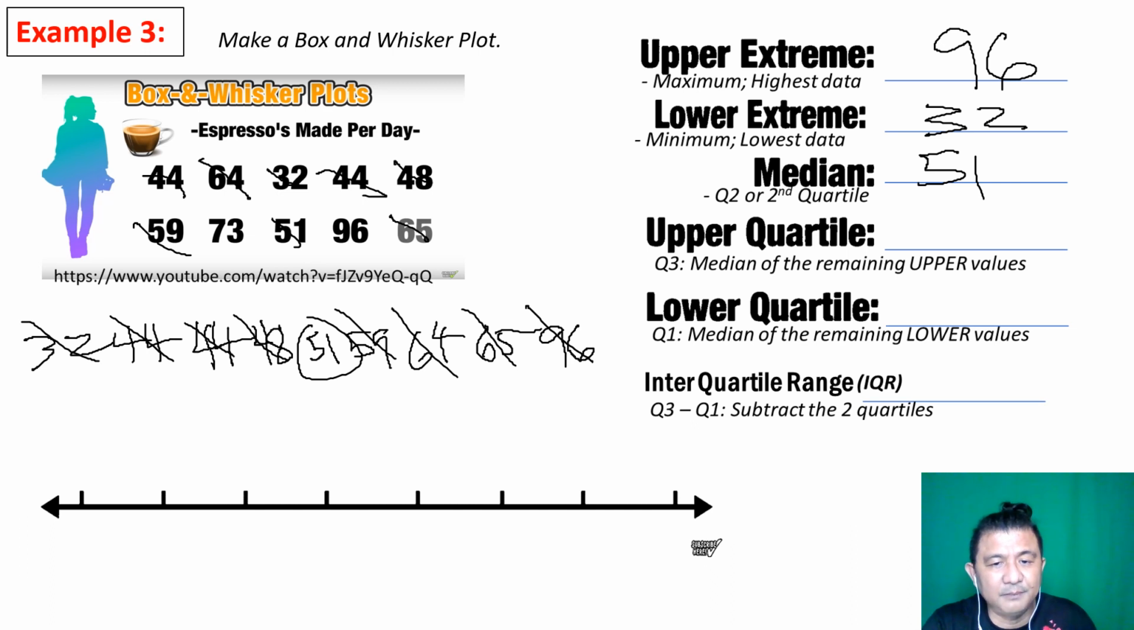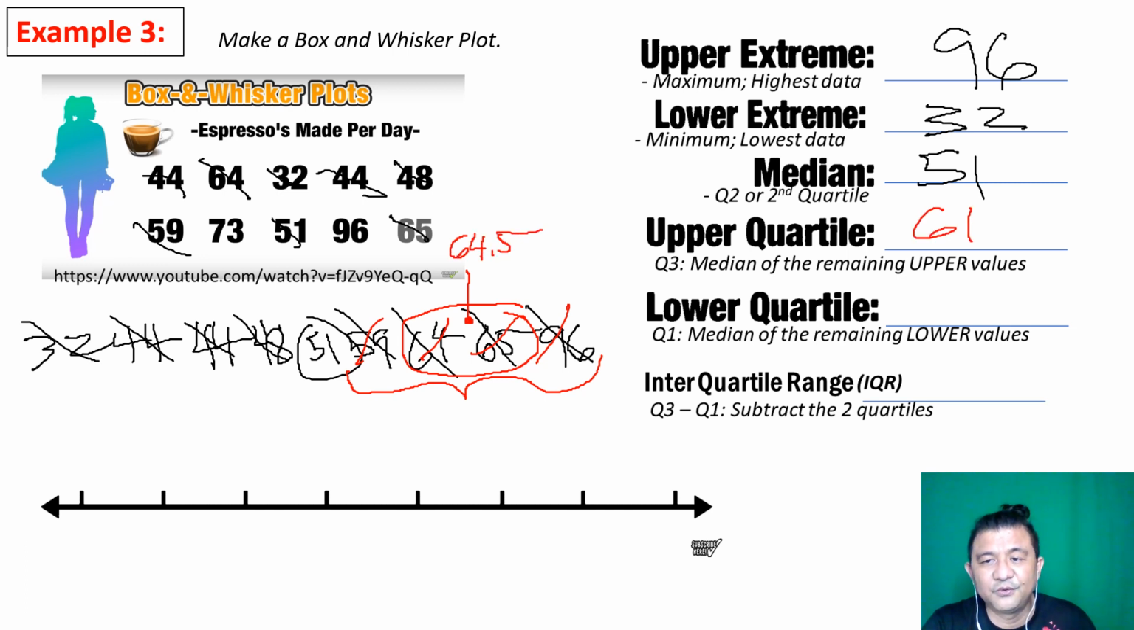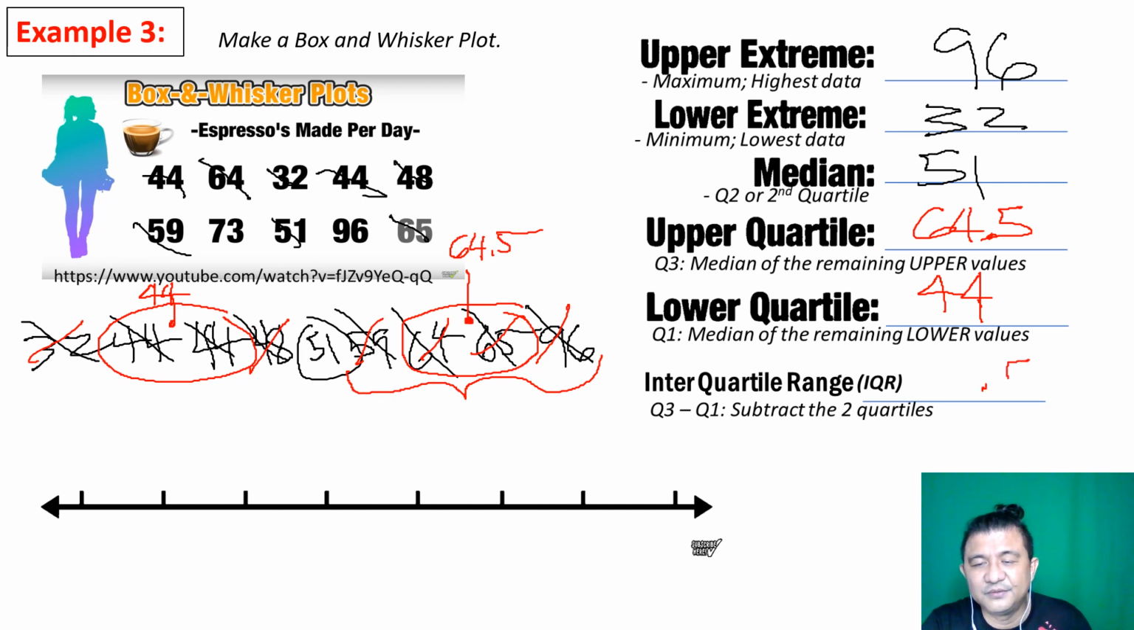Upper quartile, look at the upper part, the middle of this. Cancel, cancel, cancel, cancel. Oh my God, there are two middle numbers. So 64 plus 65 is 129, divided by 2 is 64.5. Now, for the lower quartile, cancel, cancel. There are two middle numbers. What's between 44 and 44? It's a 44. And then the IQR, simply subtract this. 64.5 minus 44 is 20.5.